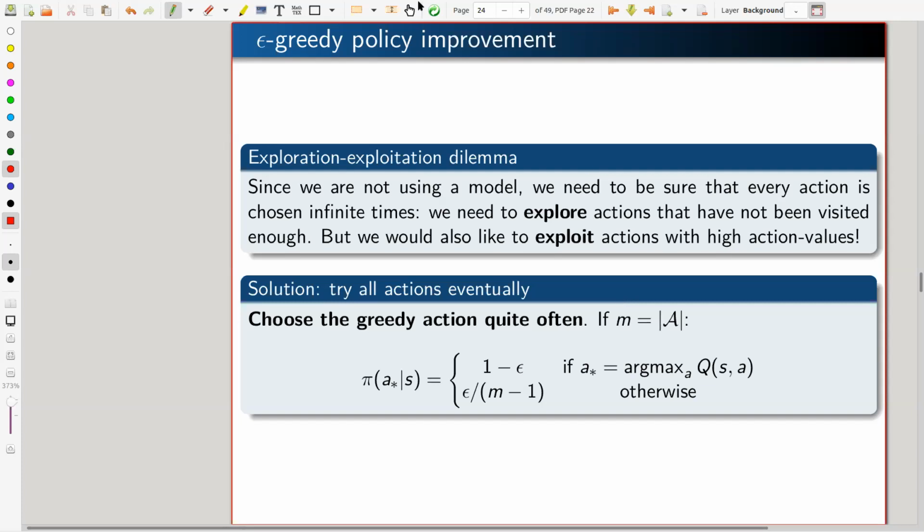In formulas, what I'm saying is I choose an epsilon, again, a new parameter for our problem. Let's say epsilon equal to 10%, 0.1. And then I'm choosing one action in a state S with probability 0.9.